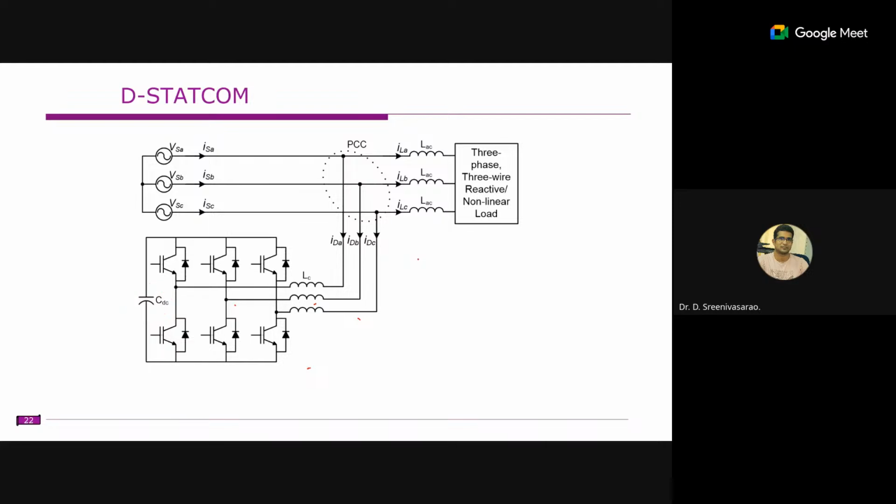But the point is that we need to maintain voltage across this capacitor, or we need to regulate this voltage across this capacitor. So how to regulate that? We'll discuss it shortly. Clear?